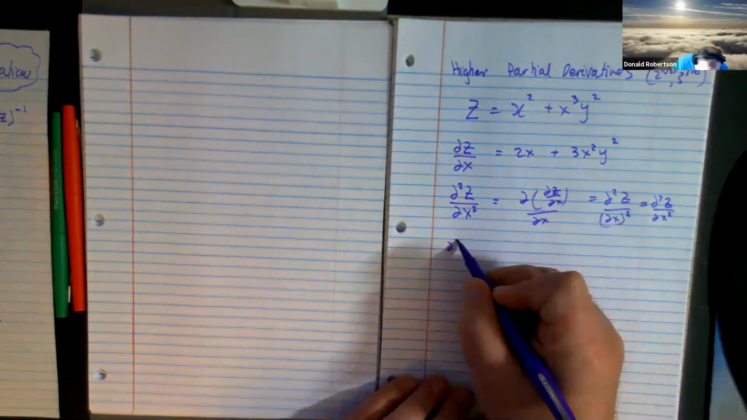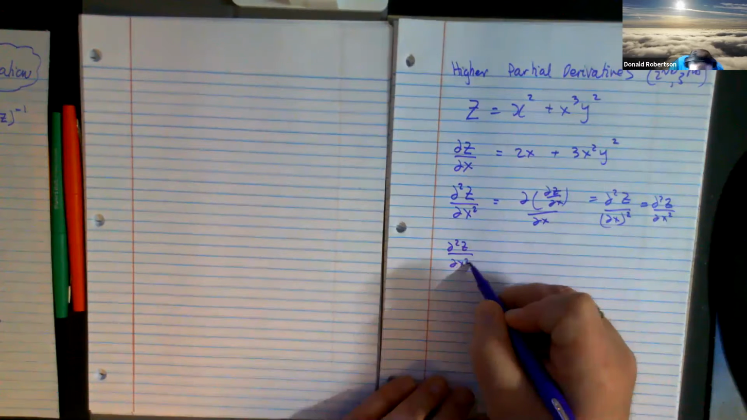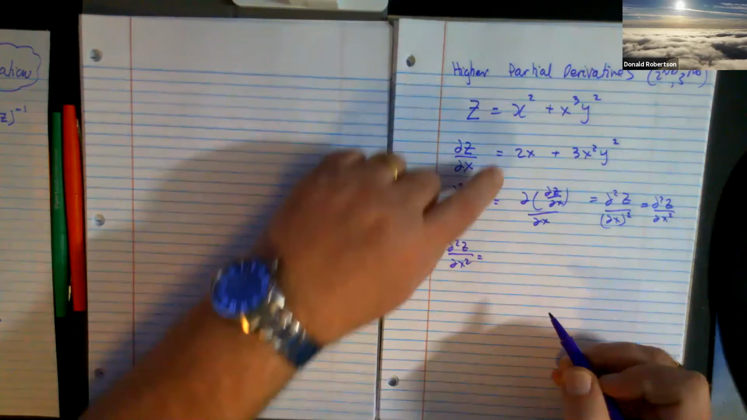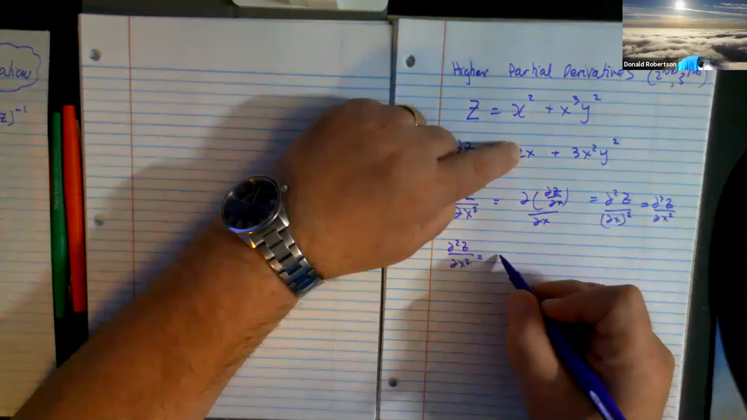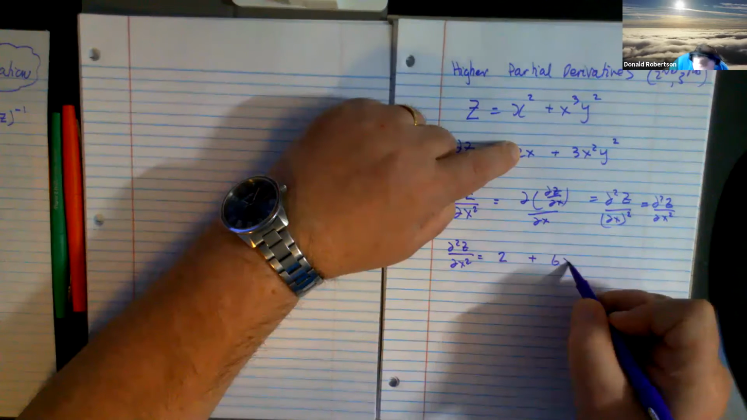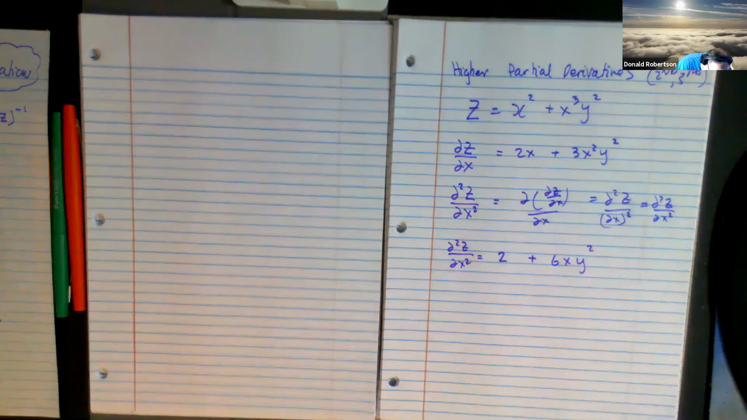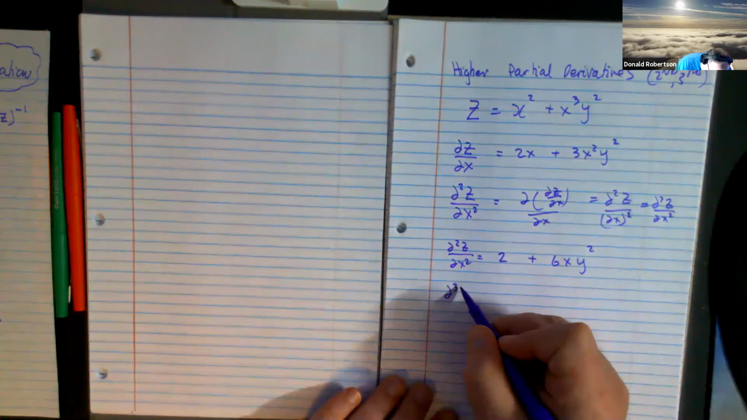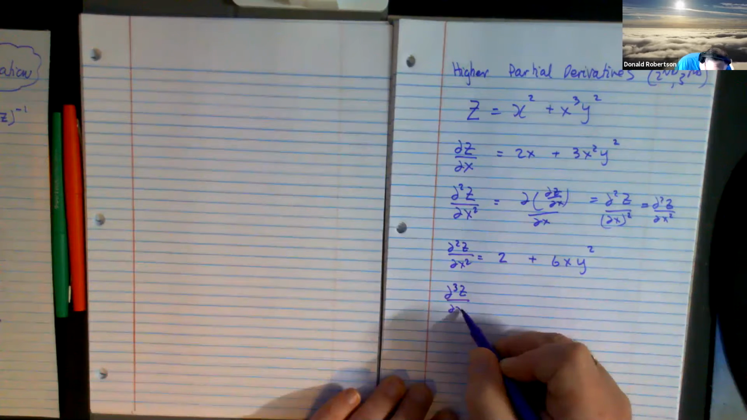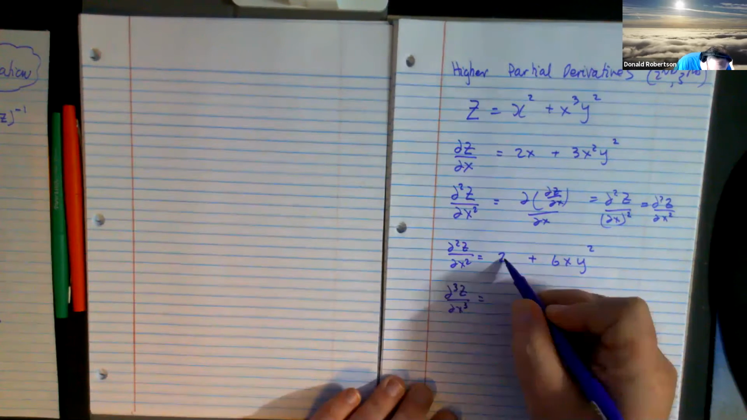Second derivative. Well, you just differentiate the first derivative with respect to x, and you get 2, and you get 6x y squared. And if I wanted the third derivative, it would look like that. That would get you 0, and this would get you 6y squared.